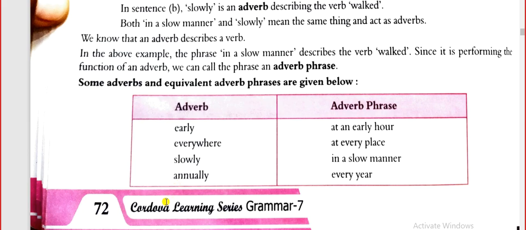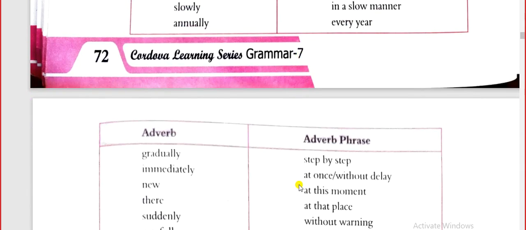And when does your sports day occur? Annually, ma'am. Not every year, but every consecutive year. एक साल छोड़ के, है ना? So that's that way annually every year, है ना? Clear है?